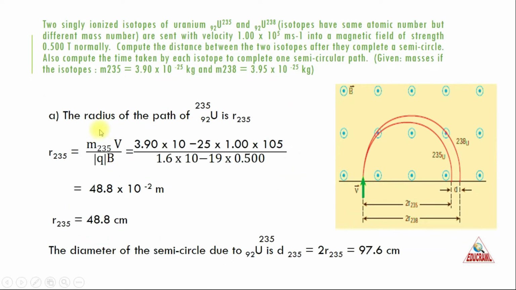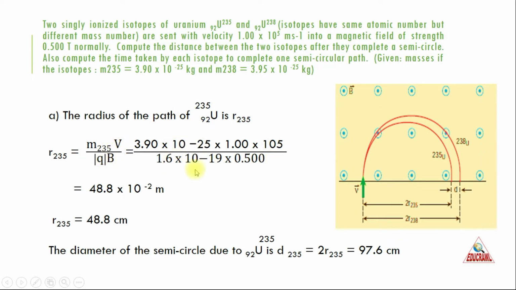First, we have to calculate the radius of the path of uranium-92-235. That is represented as R235. We know the expression for radius as mv divided by Bq, where m is the mass of 235, v is the velocity, q is the charge value, and B is the magnetic field.